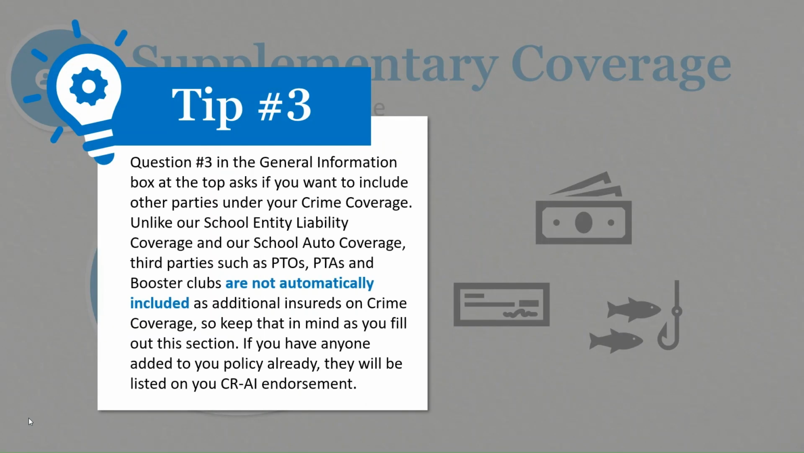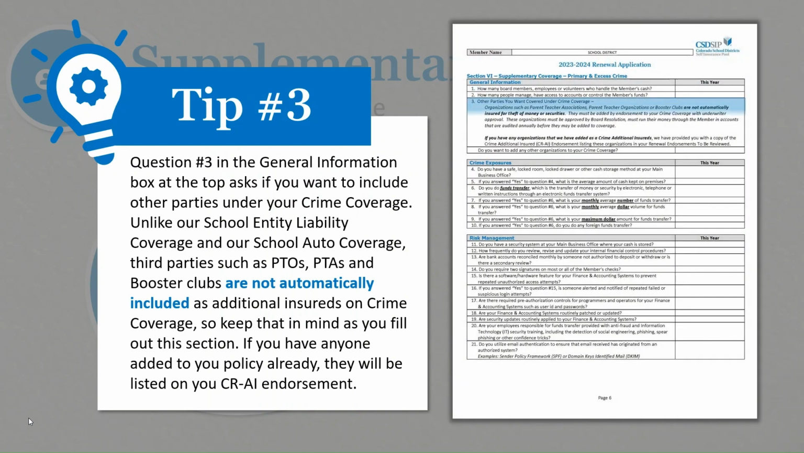Tip number 3. Question number 3 in the general information box at the top asks if you want to include other parties under your crime coverage. Unlike our school entity liability coverage and our school auto coverage, third parties such as PTOs, PTAs, and booster clubs are not automatically included as additional insureds on crime coverage. So keep that in mind as you fill out this section. If you have anyone added to your policy already, they will be listed on your CRAI endorsement.